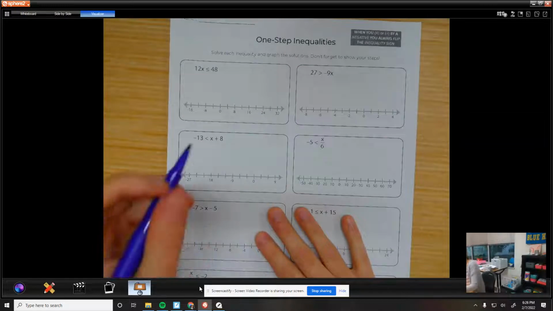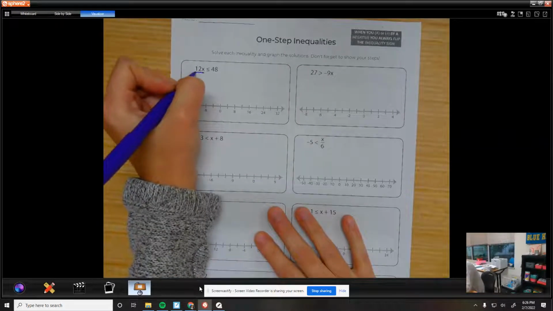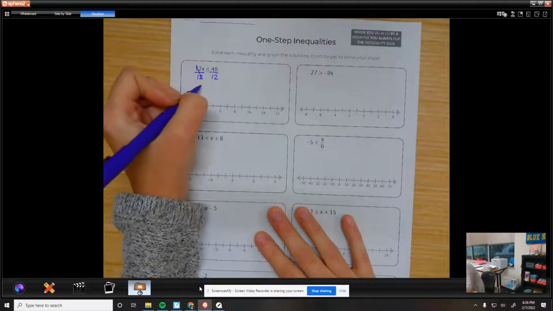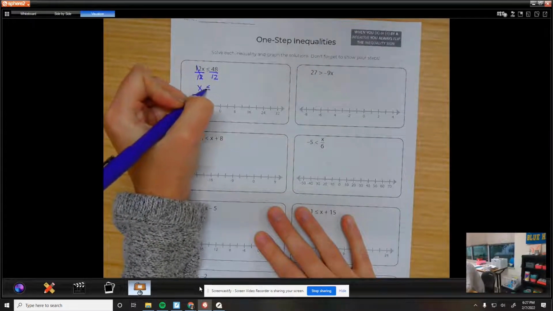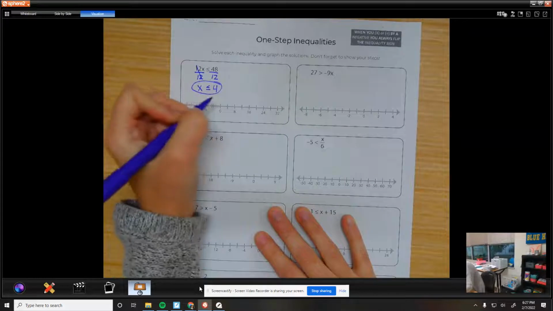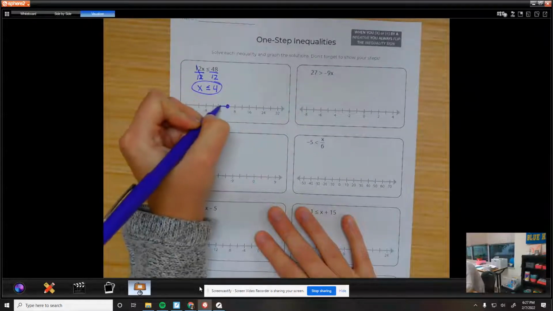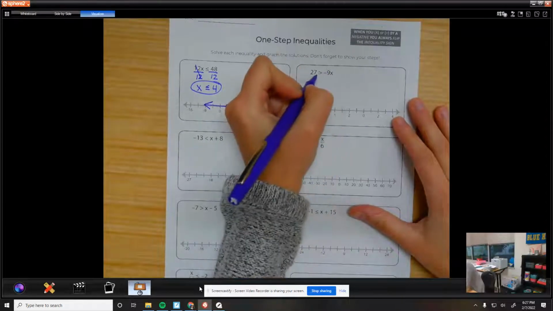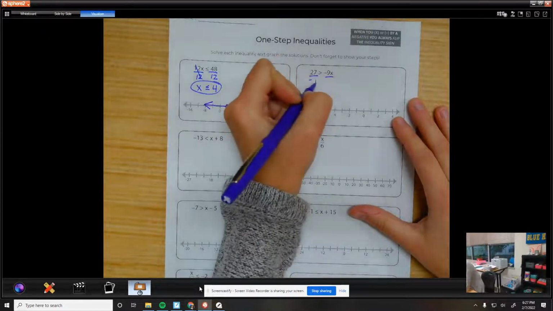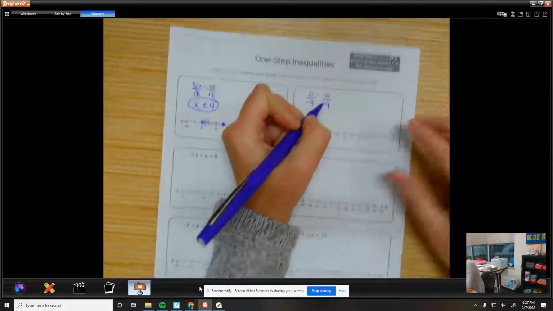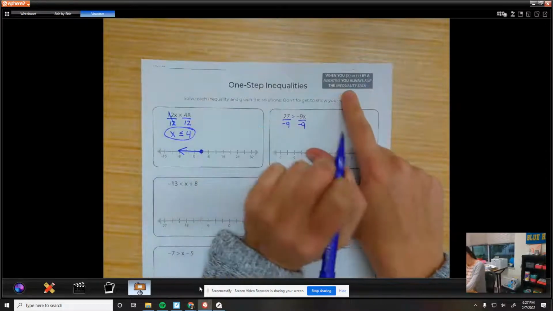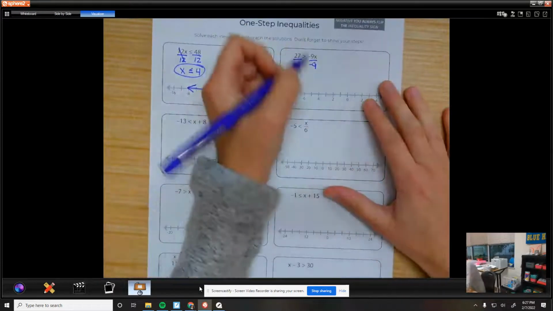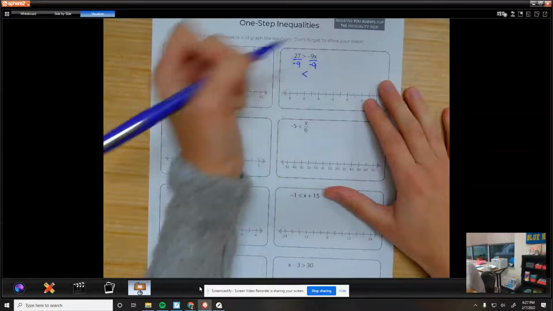So first one, I am going to divide both sides by 12. So that leaves me with x is less than or equal to 4. So that's a closed circle on the 4, arrow to the left. Next one, I'm going to divide both sides by -9. And don't forget up here, when you multiply or divide by a negative number, you have to flip the sign. So I am going to go ahead and flip it right now so I don't forget.